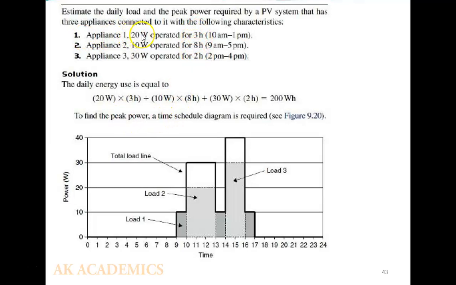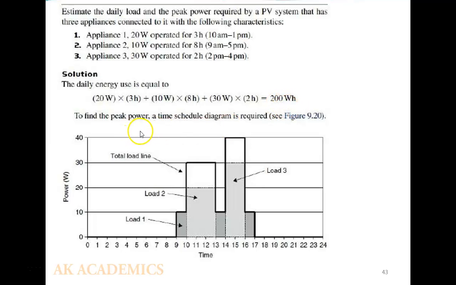Total energy consumed by the first appliance will be 20 times 3. For the second appliance, it will be 10 multiplied by 8, plus the third appliance, which will be 30 watts multiplied by 2, and that will give us 200 watt hours. So total energy consumed by these 3 appliances will be 200 watt hours.